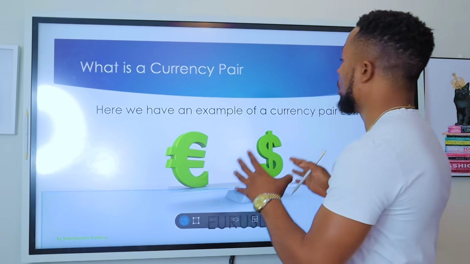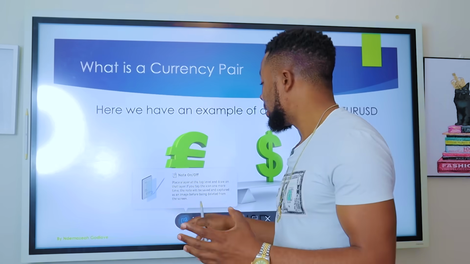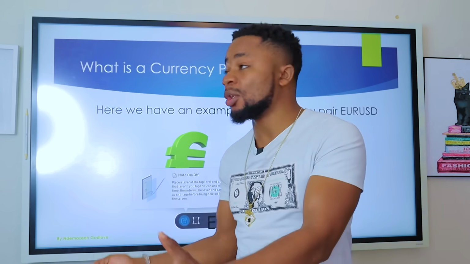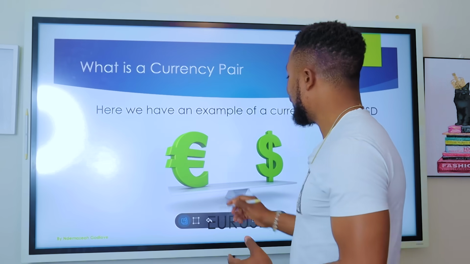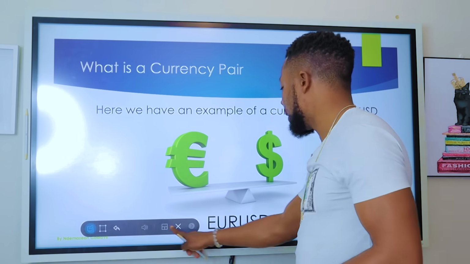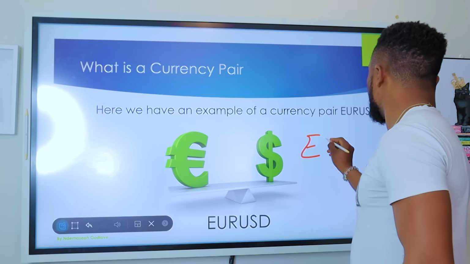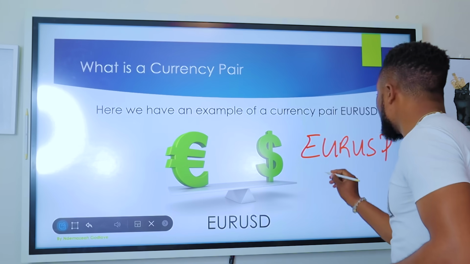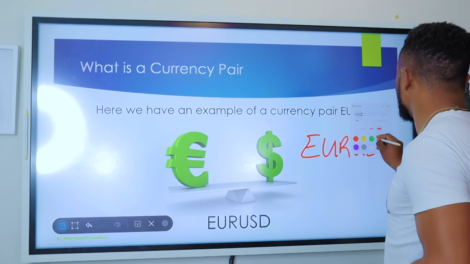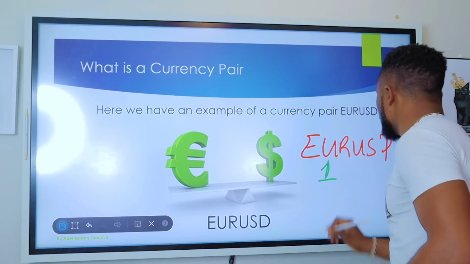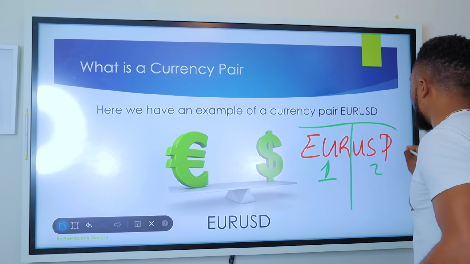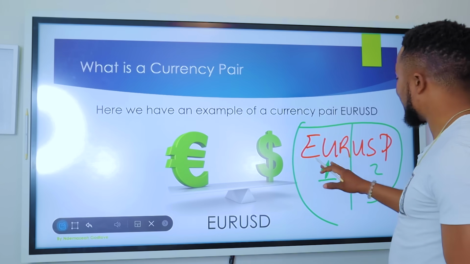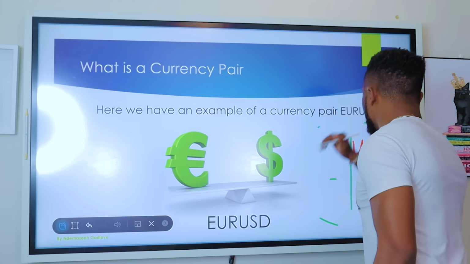If you check my screen, we have an example of a currency pair. A currency pair, just as the name goes, is a combination of two different currencies. We have an example of Euro USD. This is a currency pair, and we call it a currency pair because you can see this is currency number 1 and currency number 2, two different currencies. That's why we call it a currency pair. So that's a currency pair in forex.